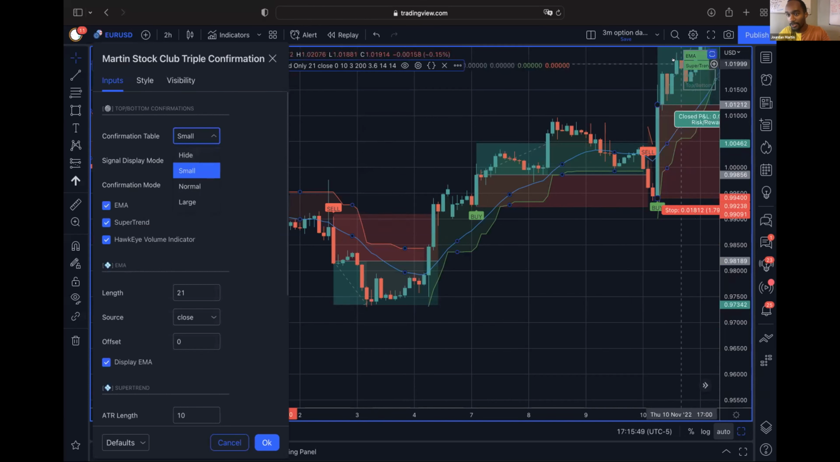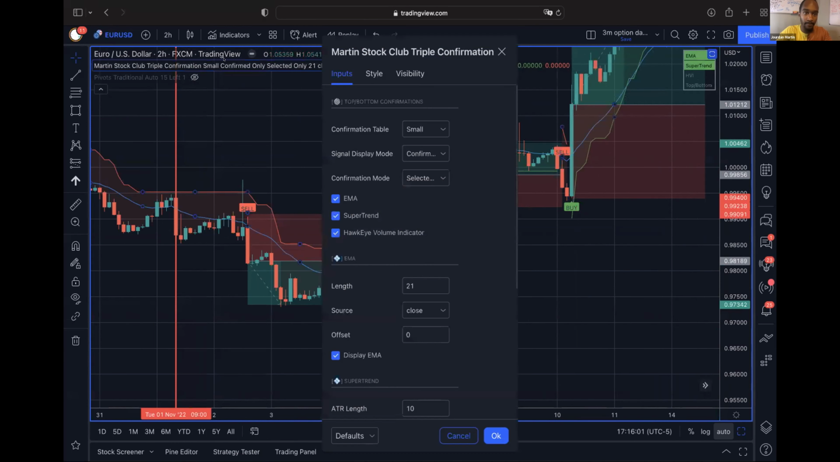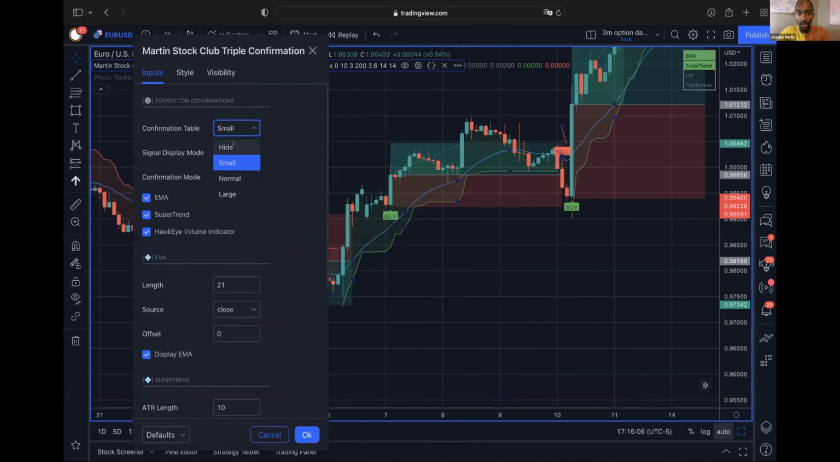This is this little table up here that is going to tell you whether these indicators are bullish or bearish at the moment for the current candle. All right, composed of an EMA, super trend, HVI, top bottom. Okay, so we have that. You can always hide that if you don't want it on there. Take it away from your screen.